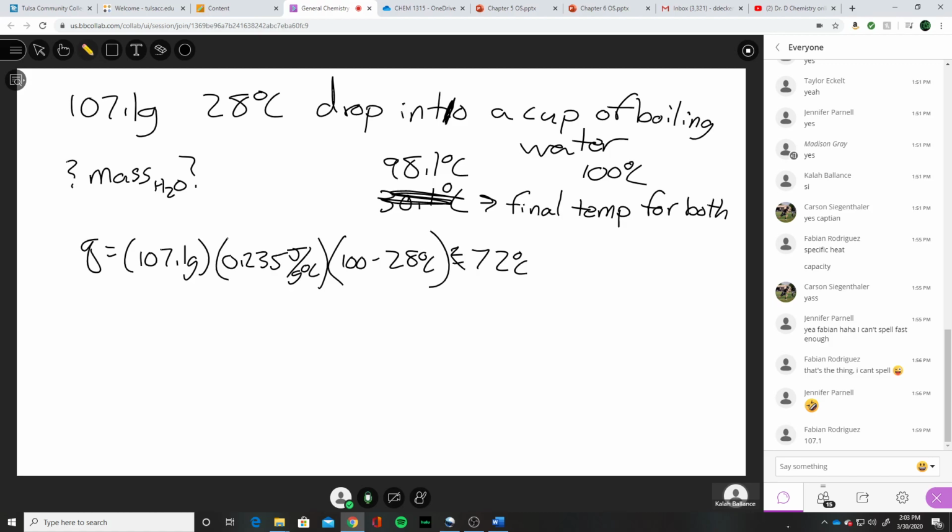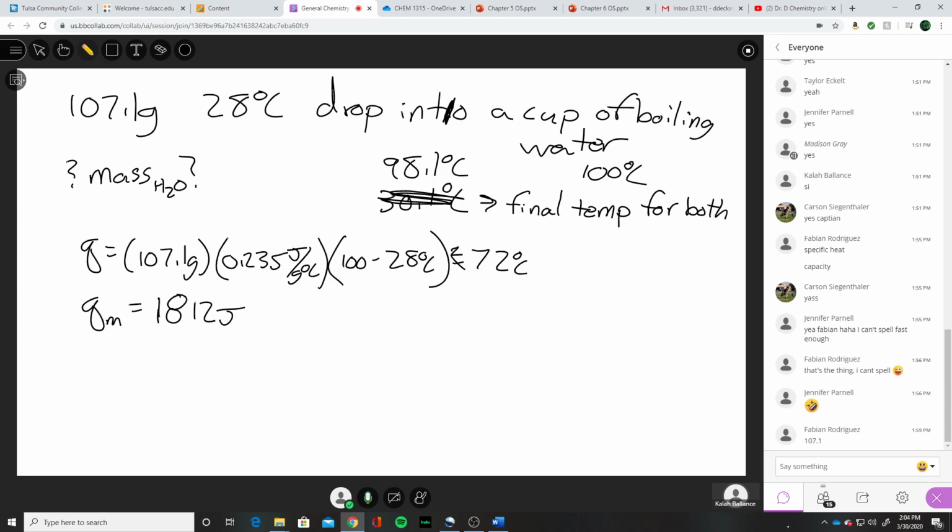So if we do that math there, 107.1 times 0.235 times 72, the metal gained 1,812 joules of energy when it was put into that cup of hot water.